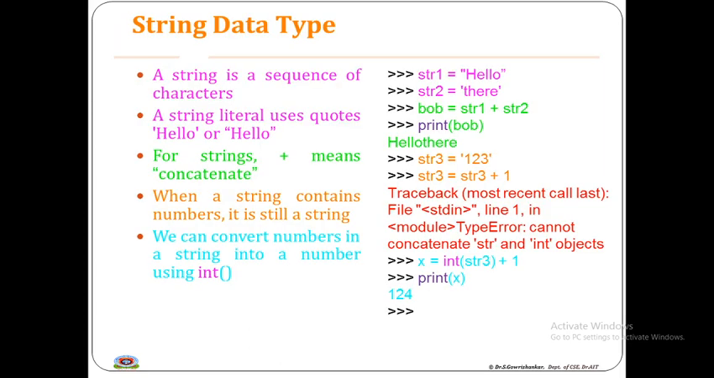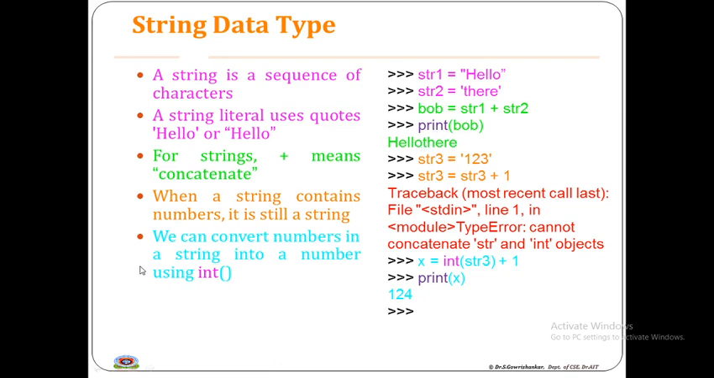So what are strings? The string data type, as you all know, is a sequence of characters. A string literal uses quotes, it might be single quotes or double quotes, in order to represent a string. As you can see here, string 1 has hello and string 2 has there. If I use this plus symbol, which is not an addition operation but in fact concatenation when used between two strings, then when I print this, I'll get hello there.